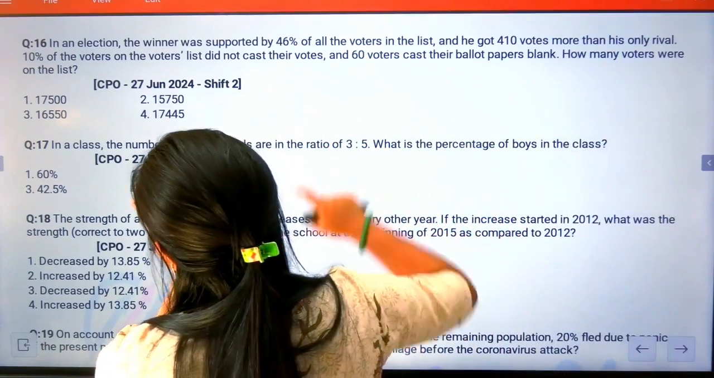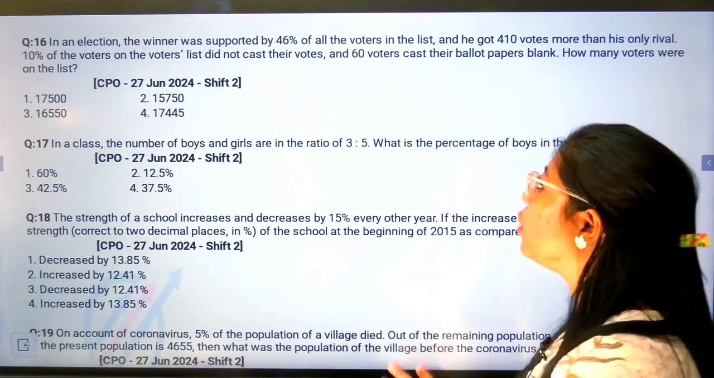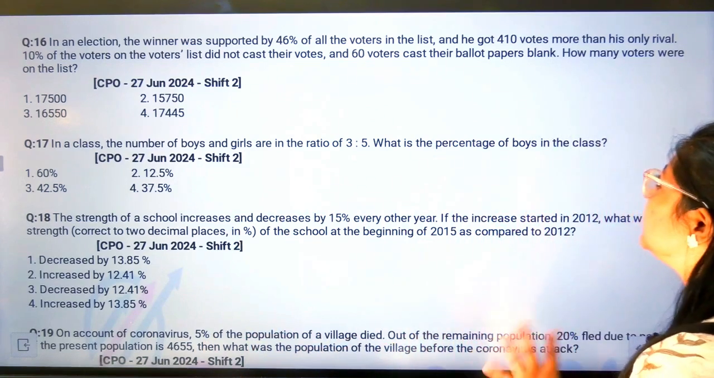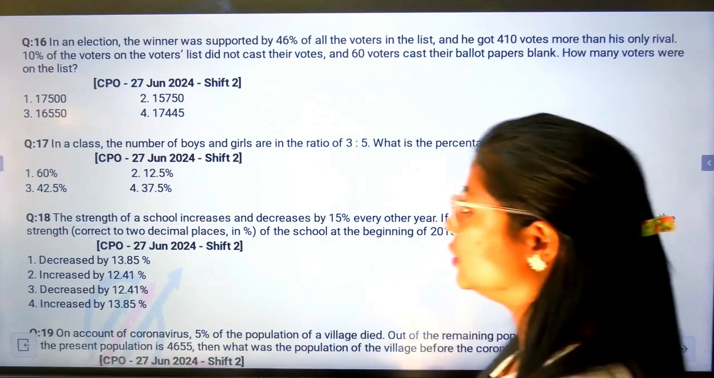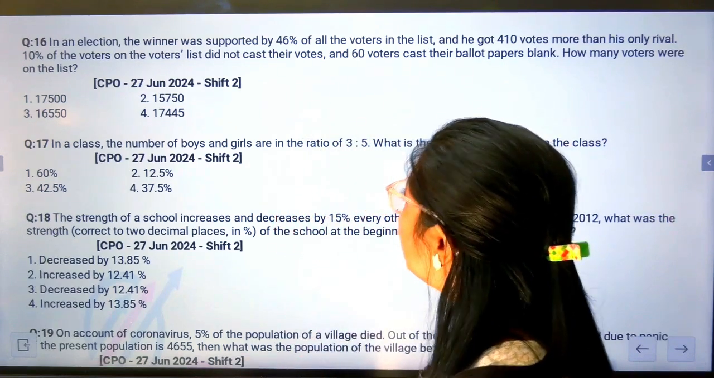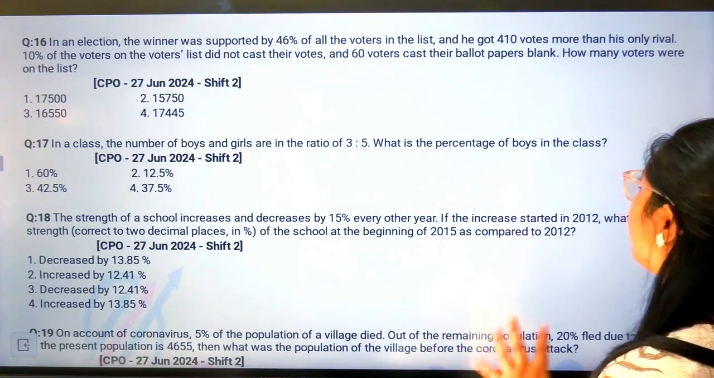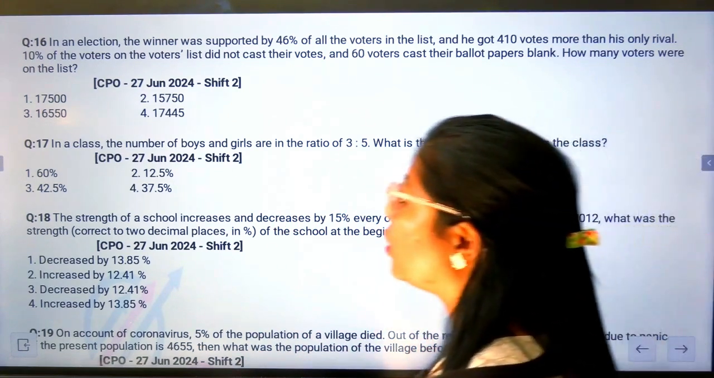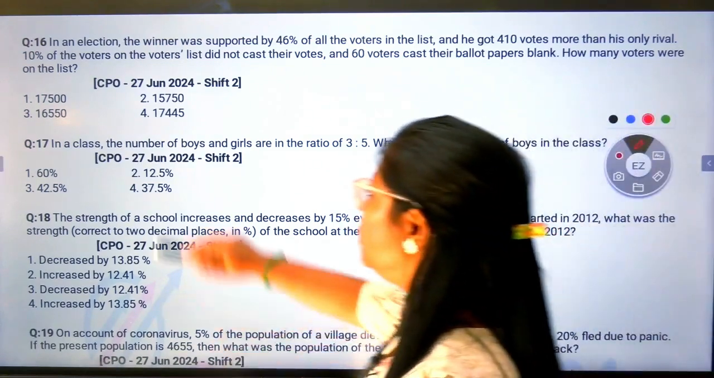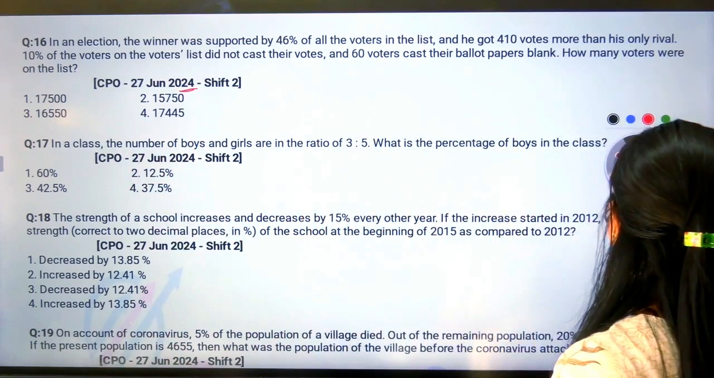So first question is, in an election, the winner was supported by 46% of all the voters in the list, and he got 410 votes more than his only rival. 10% of the voters on the voters list did not cast their votes, and 60 voters cast their ballot papers blank. How many voters were on the list? So this question was asked in exam CPO in 2024. So very recent question. All right.